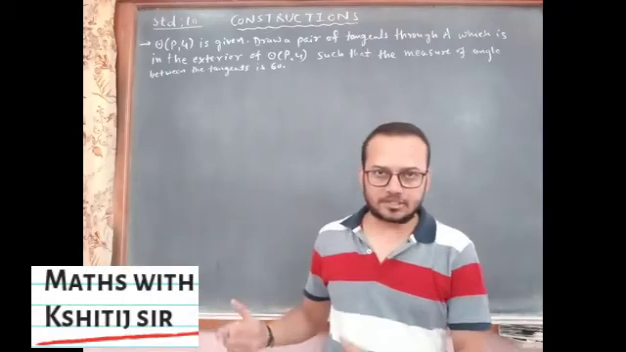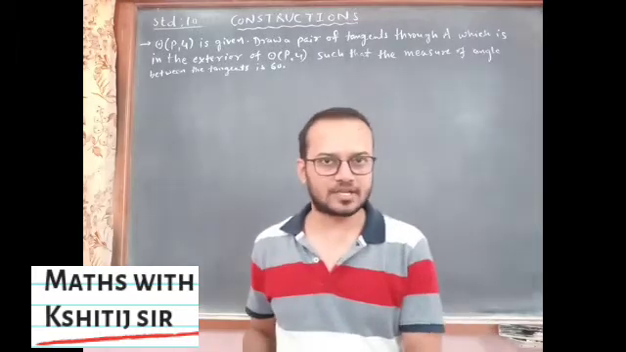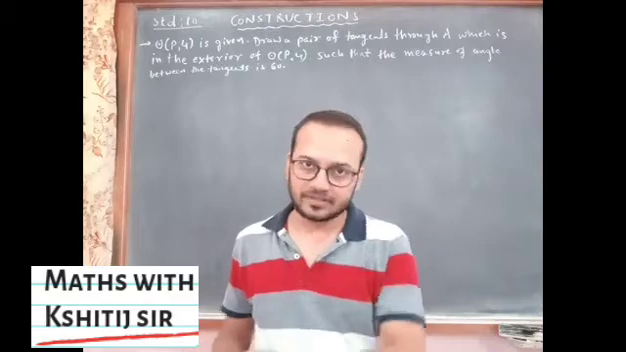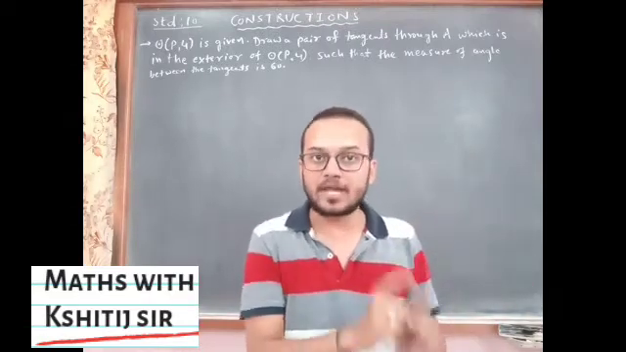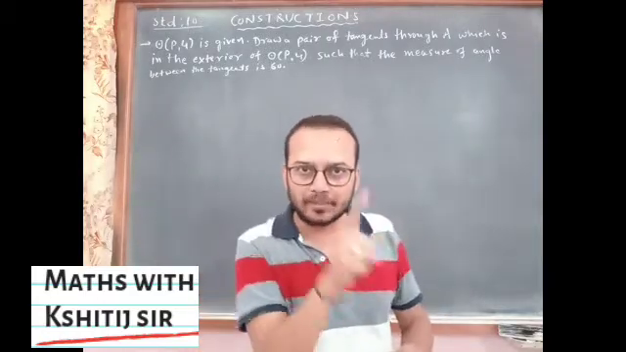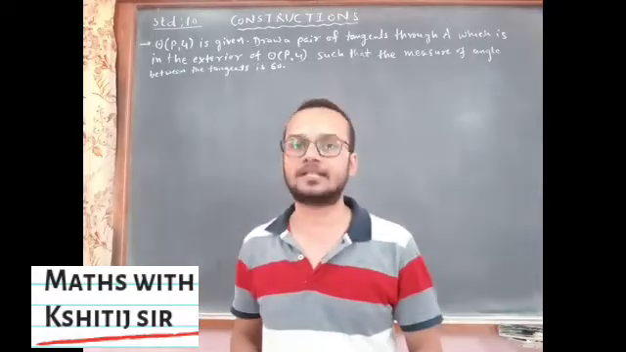Welcome back for the next topic of constructions. Now this time we have one more question for construction, and in this question we have a circle with the given radius. There is a point in the exterior of the circle. From that exterior point we have to draw two tangents to the circle such that the angle between these two tangents at that exterior point should be 60 degrees.